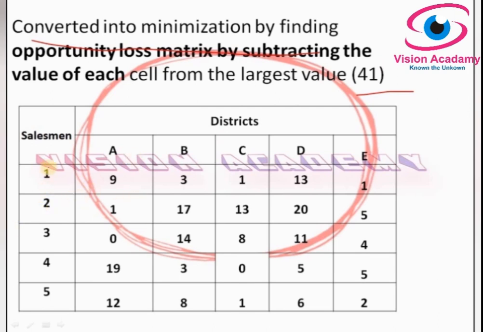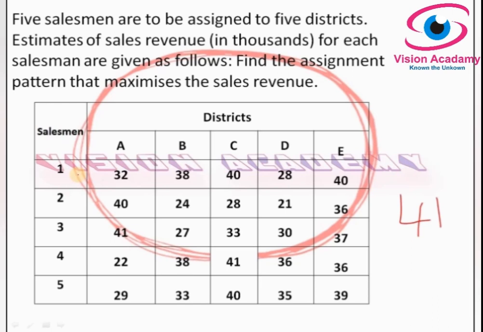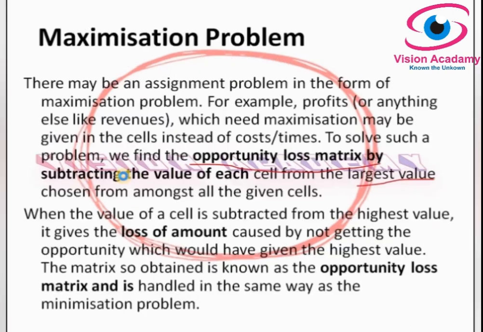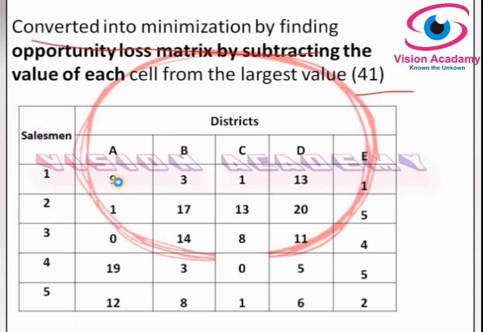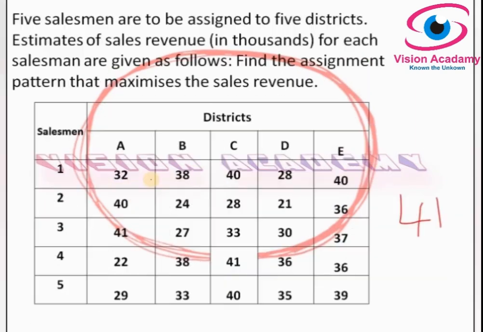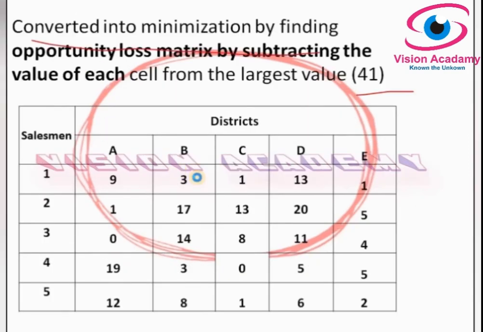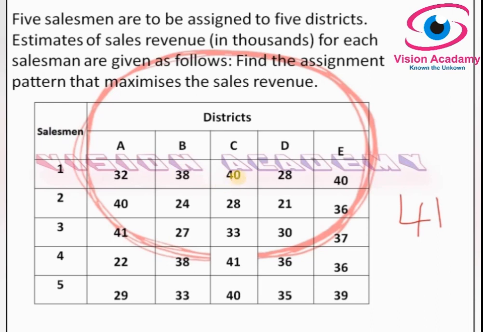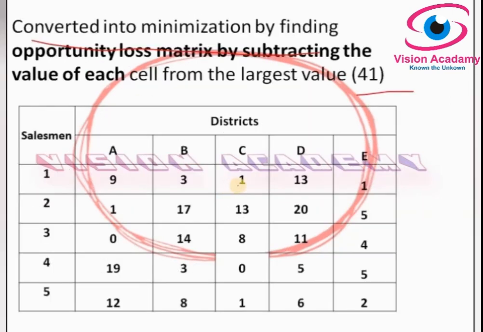Let us look into the example. See, this is 32. 41 minus 32, it will be 9. Again, this is 38. 41 minus 38, it will be 3. And this is 40. 41 minus 40, it is 1. In the same way, I have subtracted all other values here and taken an opportunity loss matrix.